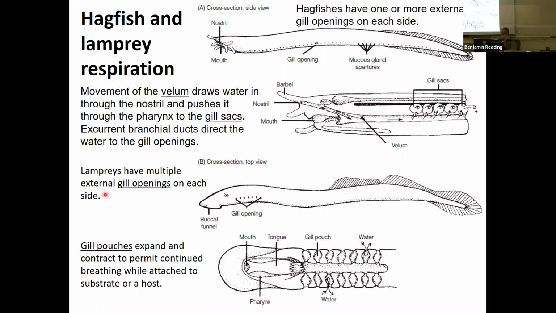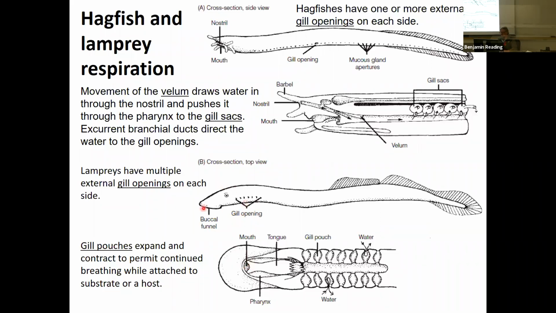Lampreys have multiple external gill openings as well on each side. Remember, a sea lamprey is going to use this oral disc to physically attach to something. And if you're attached to the side of a fish, parasitizing it and eating, if you had to use that same mouth to breathe, you'd suffocate. So it's not a very good adaptation to use your mouth to breathe.